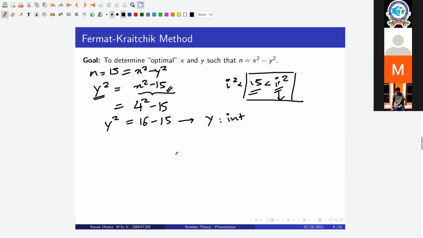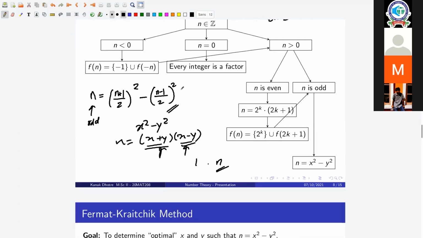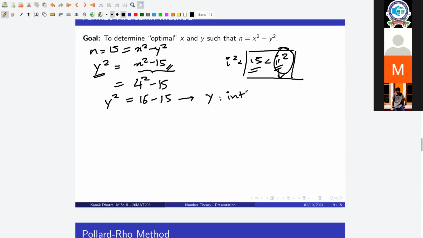So we'll keep repeating this process, and we'll start from this bracketing term that we've gotten. And like we saw before, we'll go up to n minus 1 by 2, right? So in that range, whatever value that deems y to be a proper integer, I can take that value. For instance, here I'm getting y, so my factors will become 4 minus 1 and 4 plus 1, which is 3 and 5, which is what the factors of 15 are.